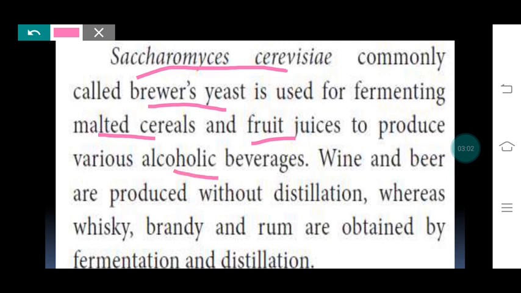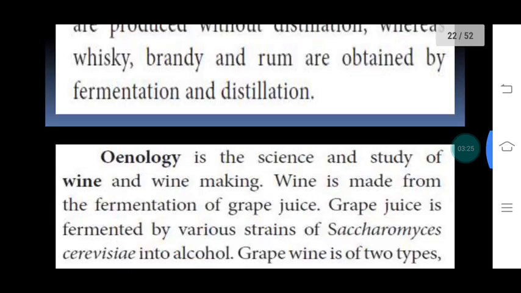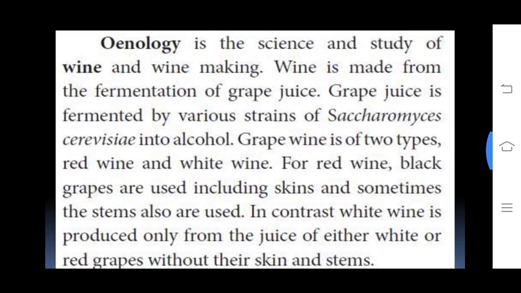Now wine and beer are produced, one more question, without distillation. So two things, wine and beer, are produced only by fermentation, no distillation is used. Whereas whiskey, brandy, rum, all these are obtained by two things, by fermentation as well as distillation. So they will ask you this as a one mark question. Clear? Right.